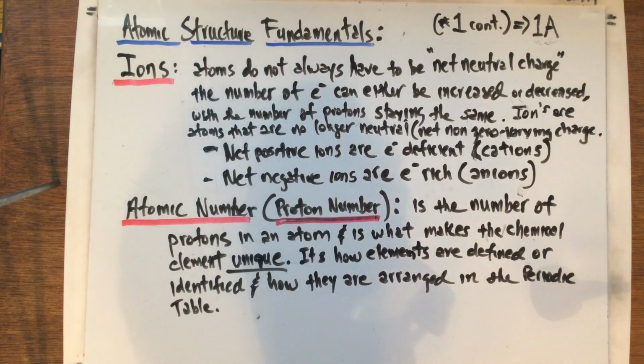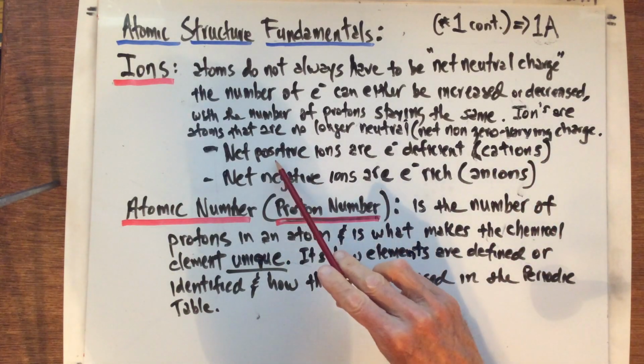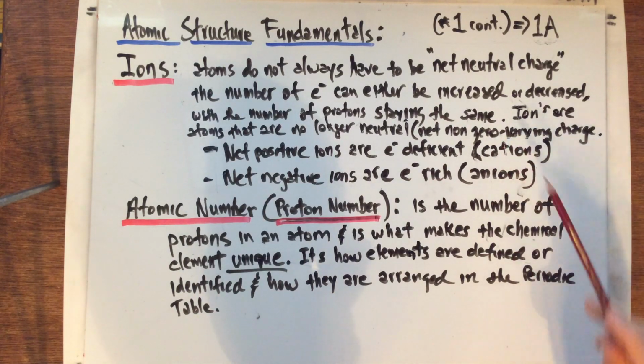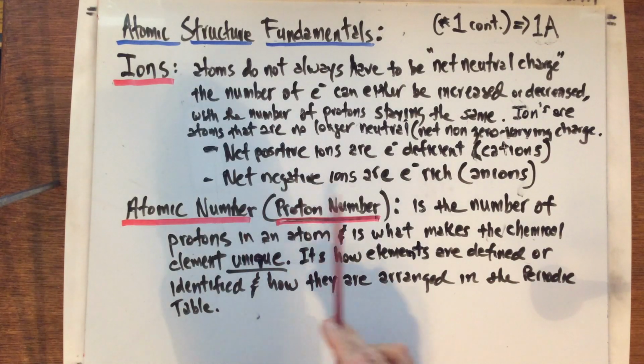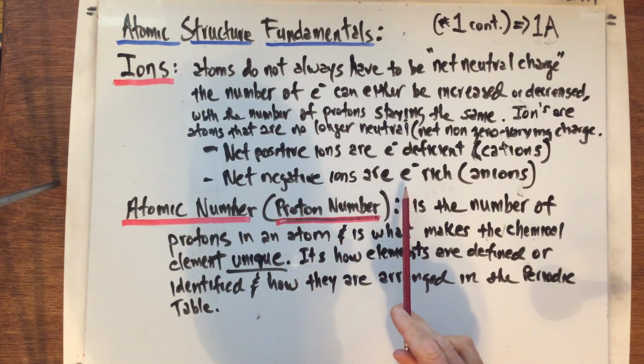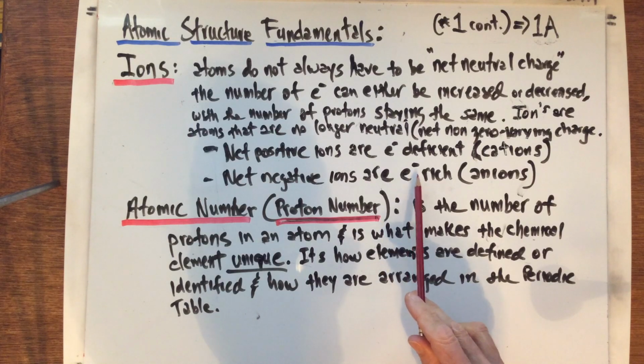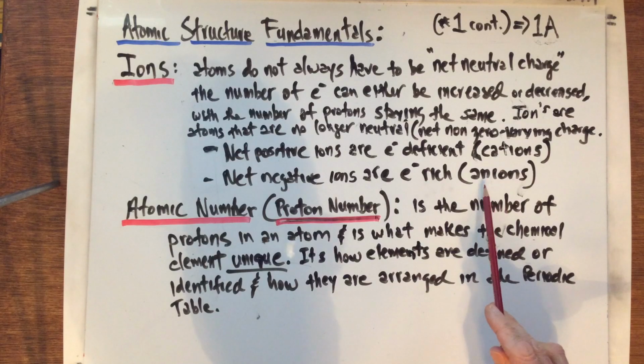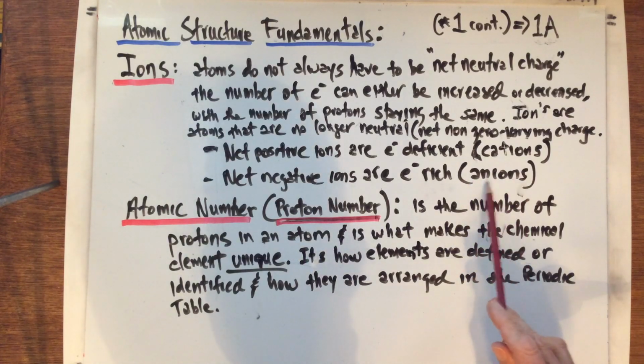And they give them two names. First, the net positive ions, which are basically electron deficient, are called cations. And you can remember them, positive meaning a plus, and there's a sort of a plus right here, cations. Whereas net negative ions are atoms that are electron rich, all right? And these are called anions.